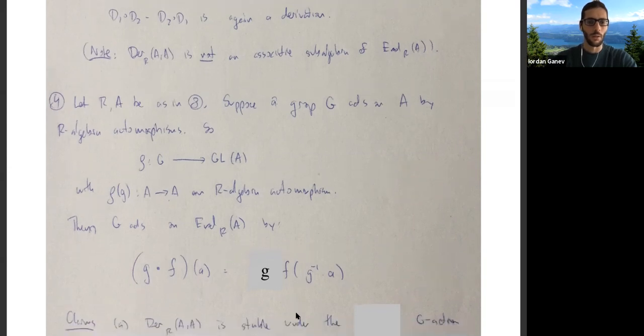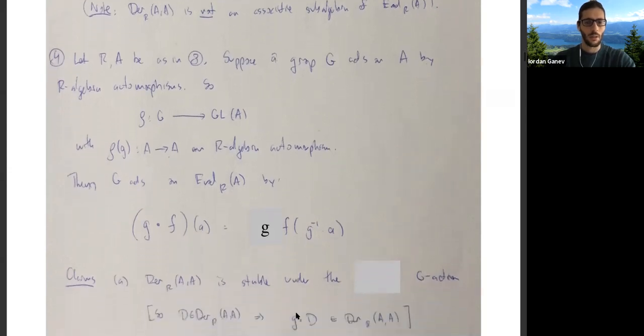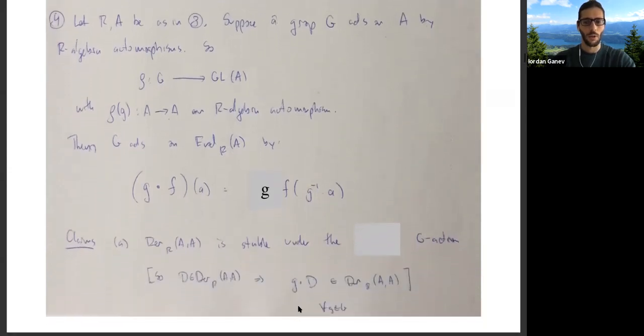So that's an action. And so a few claims. First of all, if we think about the endomorphisms that are actually derivations, then they're stable under the G action. So it's a G subspace. So G takes any derivation to another derivation. So that's where you use the fact that G acts by algebra automorphisms.